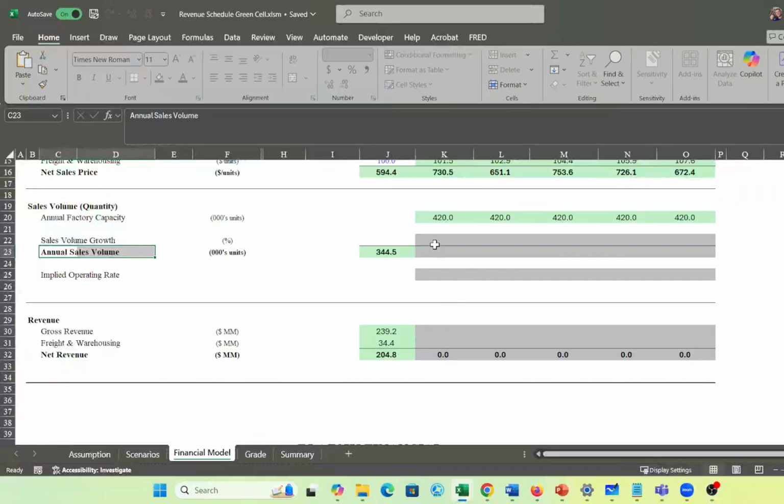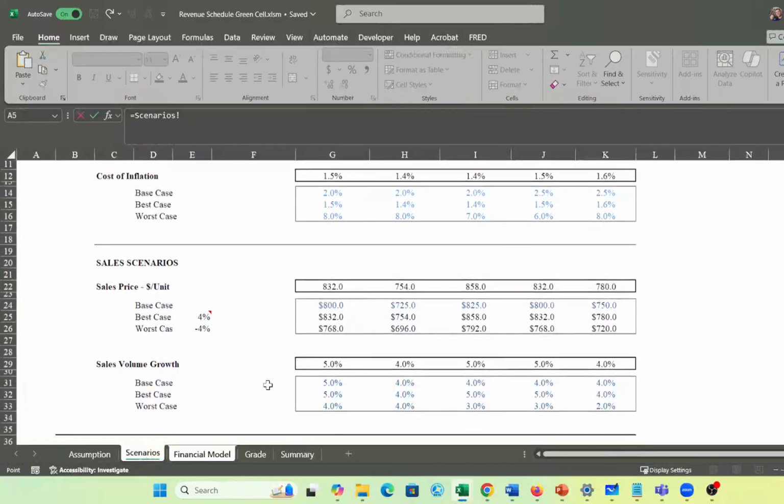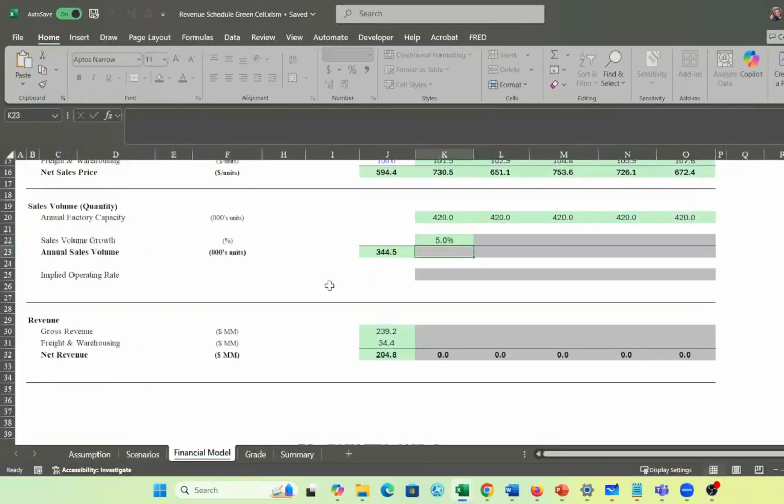So let's figure this one out. First off, we have our estimated sales volume growth in our scenarios tab through the case study. So I'm going to say equals, let's go to scenarios here. And we got that sales volume growth. I'm going to hit that cell, G29, and then I'll drag that across in a second. Let's just do this one first.